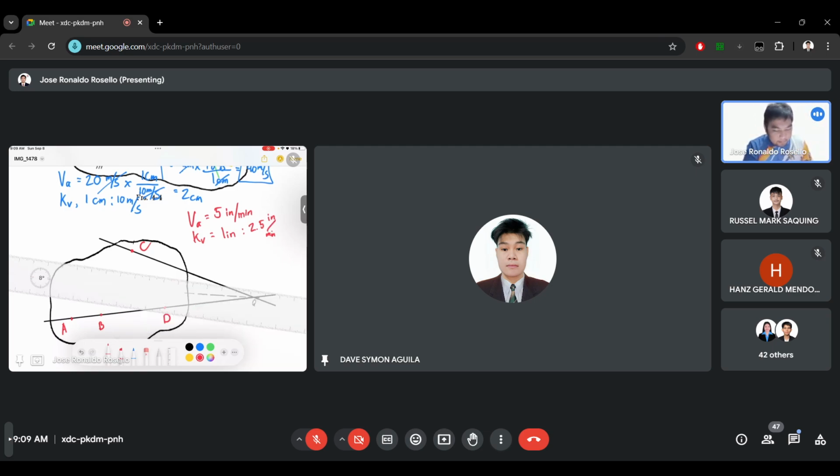So first, let's determine how long VA is. So VA, we multiply it with the KV. When we multiply it with 1 inch over 2.5 inches per minute, we cancel the inches per minute, and we will have VA is equal to 2 inches. So when we draw VA, we will have a 2 inch vector.